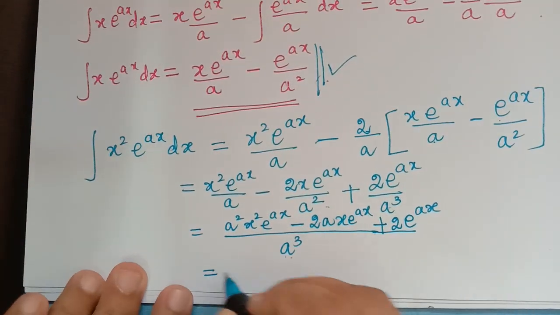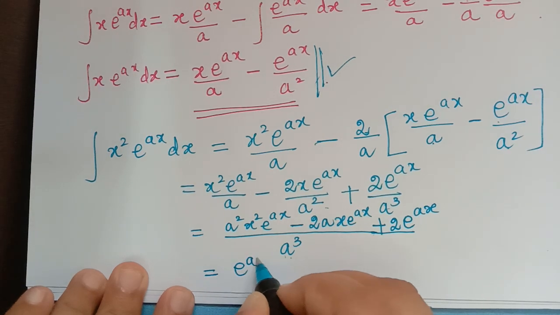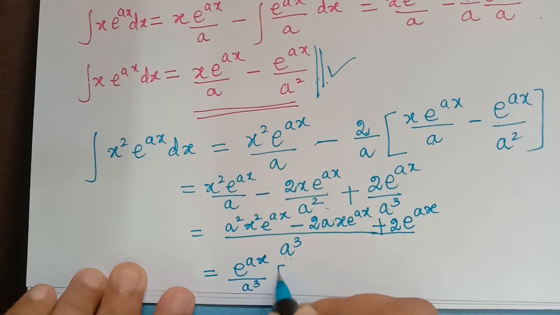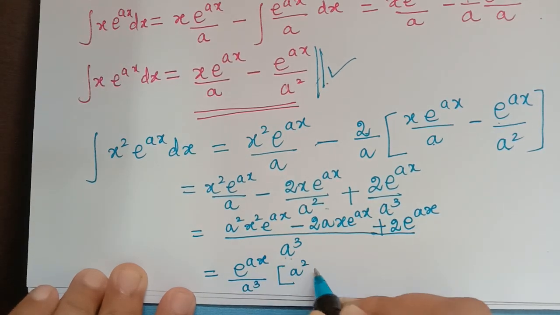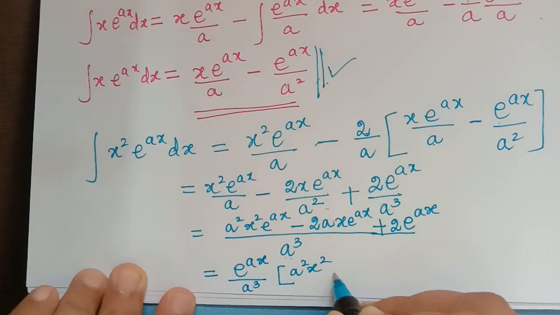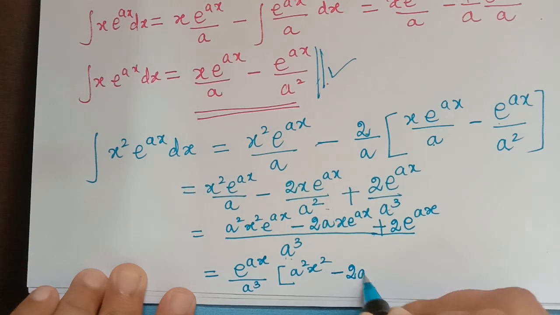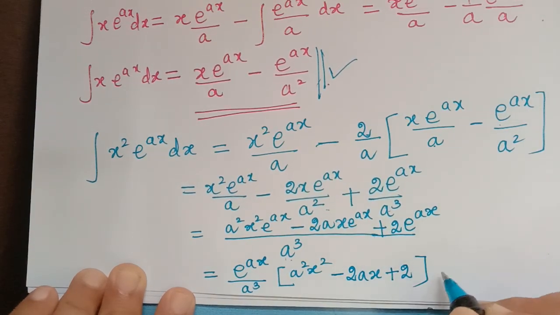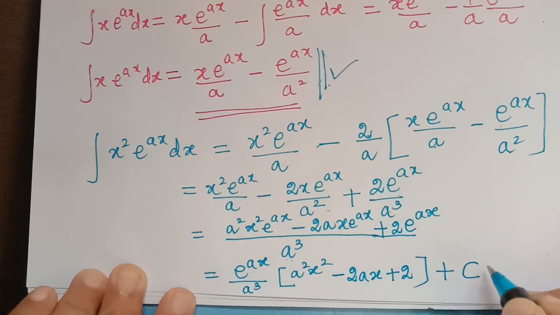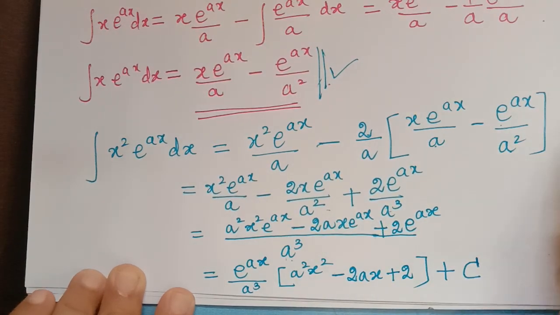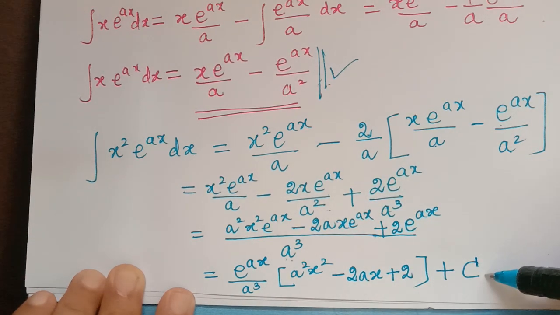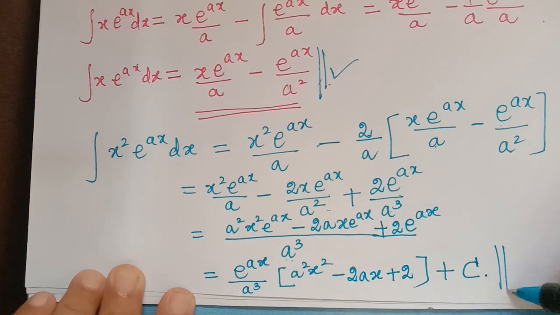that is equal to e power ax, which is common, divided by a cube multiplied with a square x square minus 2ax plus 2, and plus a constant c, which is a constant of integration which we have to add after the integration. So I'm adding here. Okay, so this is the required answer.